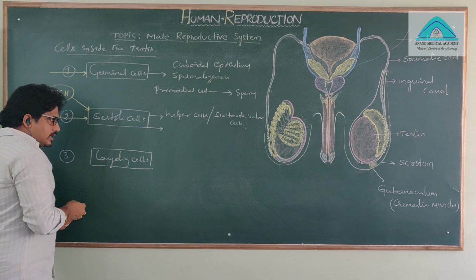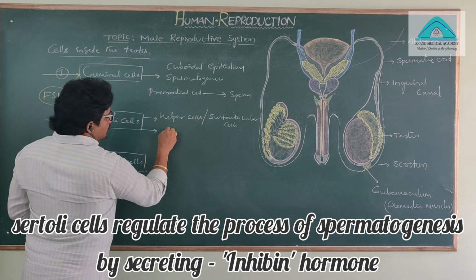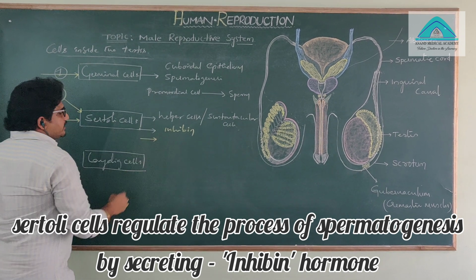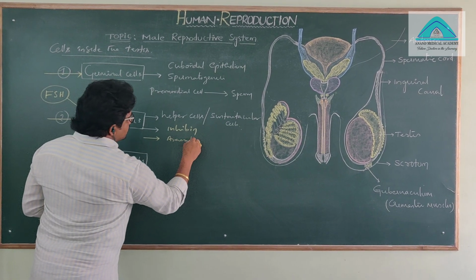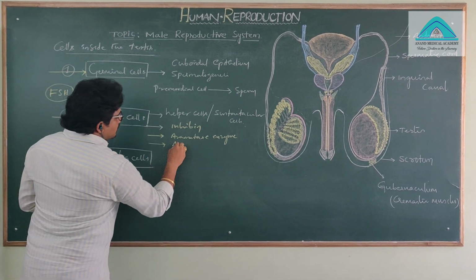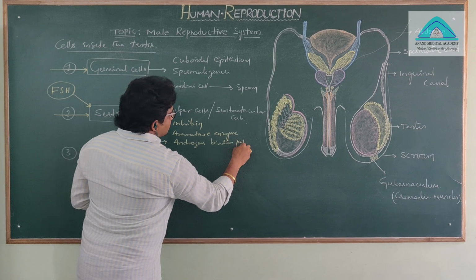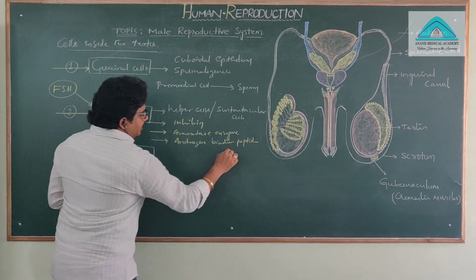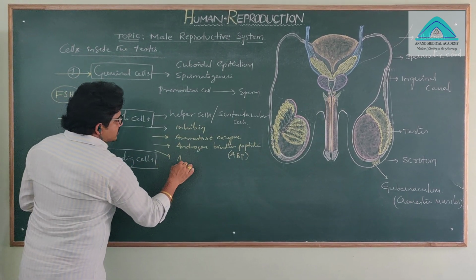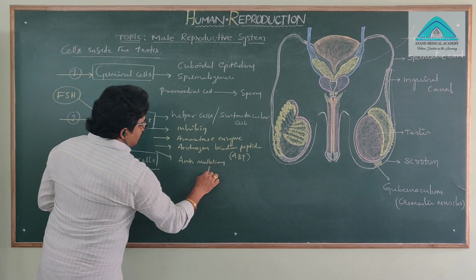Sertoli cells release some chemicals. Among them, one important thing is inhibin, and another one is aromatase enzyme. Another one is androgen binding peptide, also called ABP. And another important thing is anti-Mullerian factor.